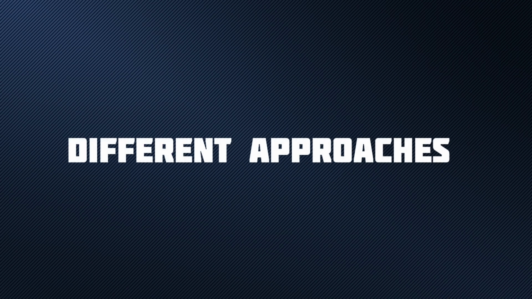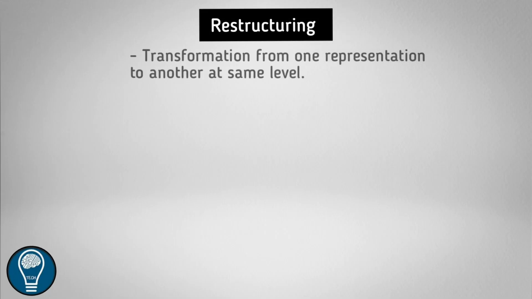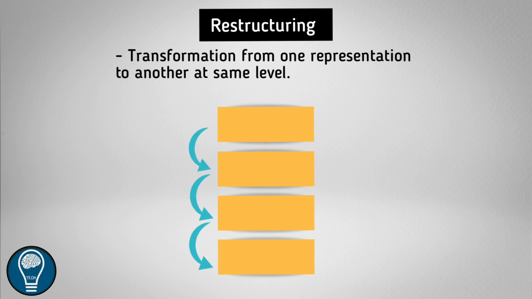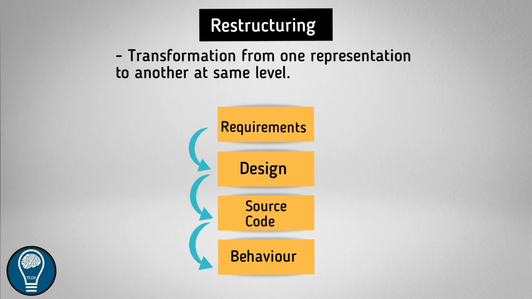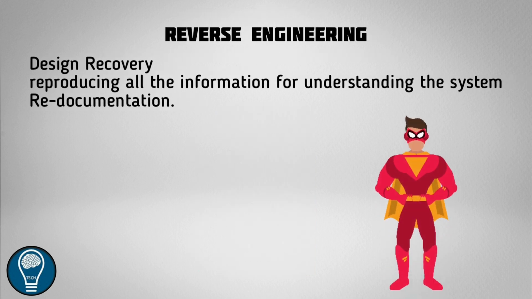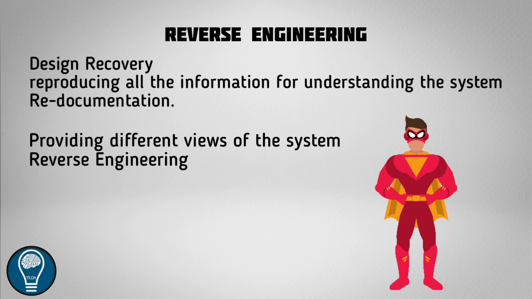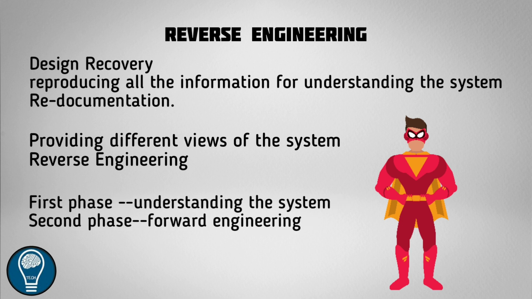Now let us understand different approaches. Restructuring: transformation from one representation to another at the same level. Reverse engineering: design recovery, reproducing all the info for understanding the system. Redocumentation: providing different views of the system. Re-engineering: first phase, understanding the system; second phase, forward engineering.